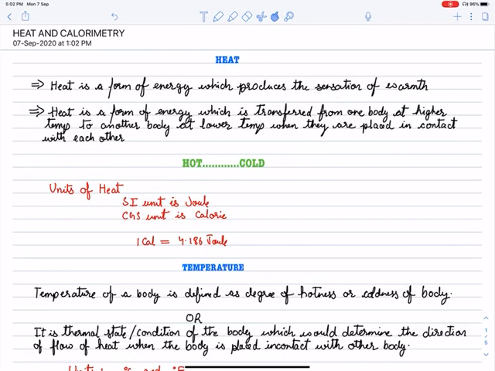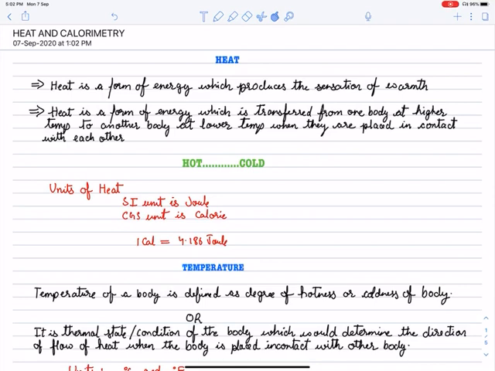Good morning, students. In this video, we will discuss heat and calorimetry. Before going to numericals, we will talk about some basic definitions like heat, temperature, specific heat, and later on calorimetry. So let's start the video.